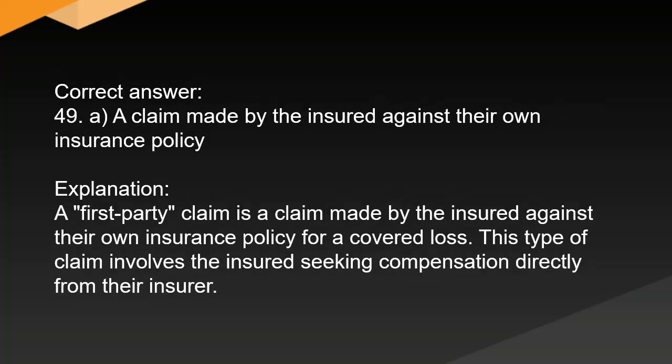Correct answer. A. A claim made by the insured against their own insurance policy. Explanation. A first-party claim is a claim made by the insured against their own insurance policy for a covered loss. This type of claim involves the insured seeking compensation directly from their insurer.